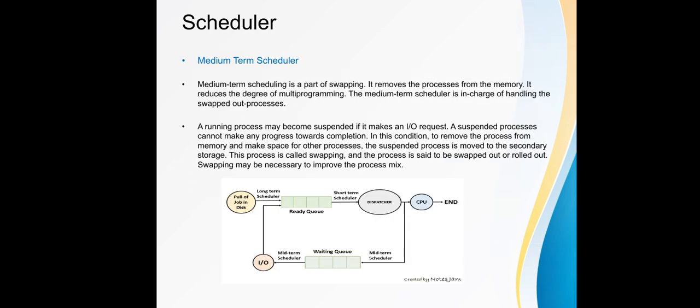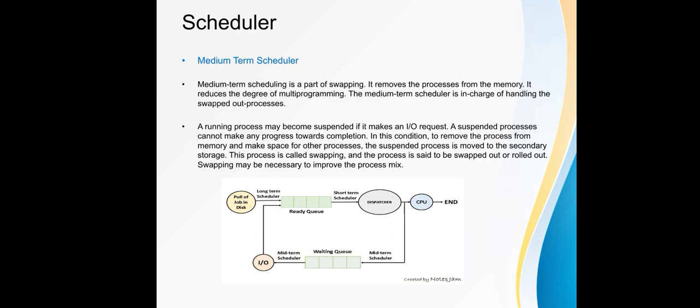The third type of scheduler is called the medium term scheduler, or the middle term scheduler. This scheduler prefers the process of swapping. What does it mean? Let's see. It removes the process from the memory. In this scheduling, a running process may become suspended if it makes an input output request. A suspended process cannot make any progress towards completion.